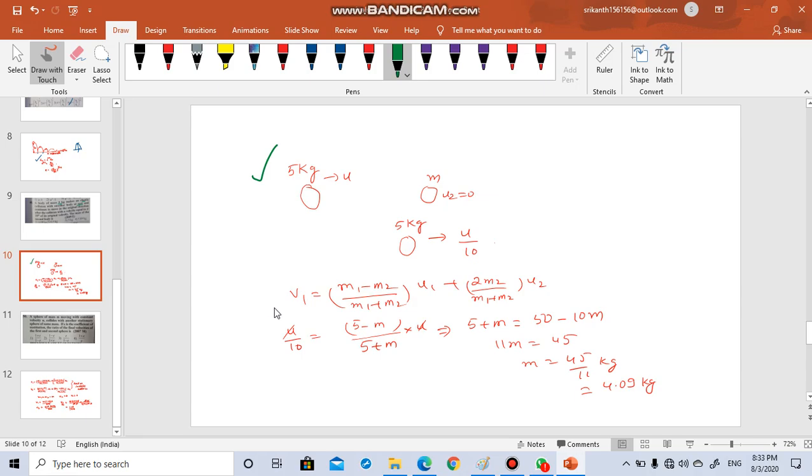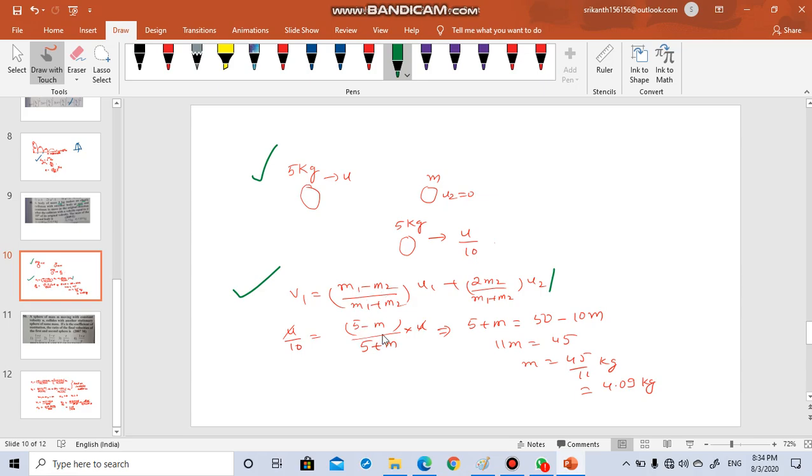So for elastic collisions, this was the formula I have given in the class. v1 is equal to (m1 minus m2) by (m1 plus m2) into u1. When v1 is there, write u1. The first term will be (m1 minus m2) by (m1 plus m2). The next term will be u2, and when u2 is there, write 2m2 by (m1 plus m2). The denominator is always m1 plus m2. Here u2 is equal to 0, so this term is 0. So only the first term we have to see.